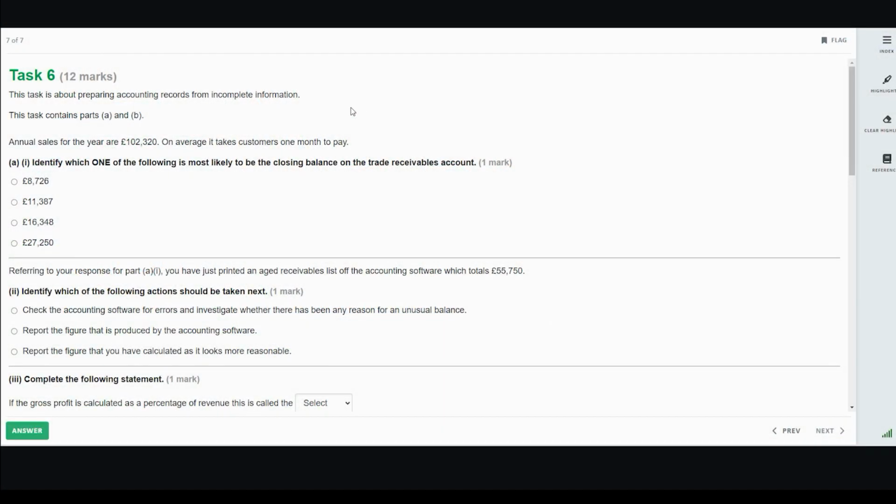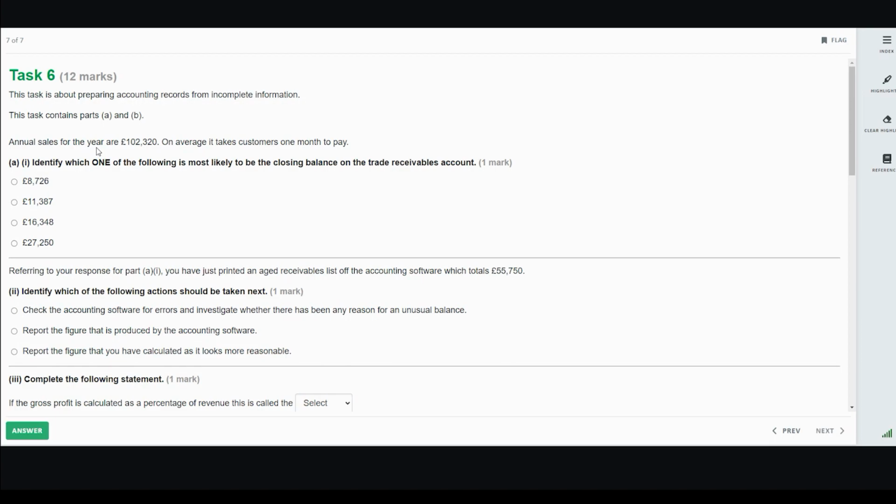Task 6 of the practice assessment one for the AAT preparing financial statements, Q22. Okay, so this one says the annual sales for the year are 102,320. On average, it takes 1 month to pay. It says identify which one of the following is most likely to be the closest to the closing balance of the trade receivables. Now, it's not an exact figure.